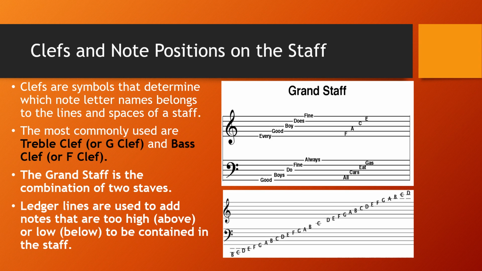Clefs and note positions on the staff. Clefs are symbols that determine which note letter names belong to the lines and spaces of a staff. The most commonly used are the treble clef, also known as the G clef, and the bass clef, which is also known as the F clef. The grand staff is the combination of two staffs. Ledger lines are used to add notes that are too high or too low to be contained in the staff.